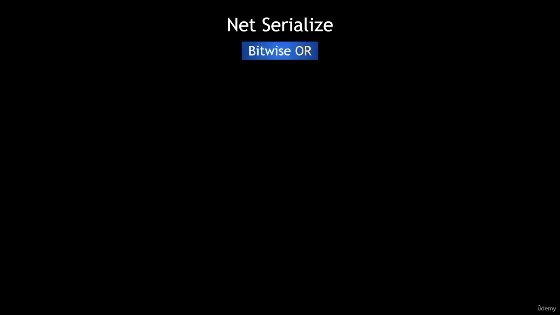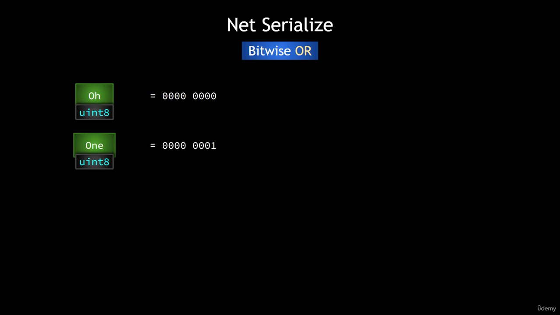Well, I'd like to take a look at the bitwise OR just by itself. Let's say we have a variable called O. It's a uint8, and let's say that its value is 0, which means in binary, it's 8 bits, 8 digits, all of which are 0. Now let's say we have another integer called 1. This is also a uint8, and in binary, this is what it looks like. 8 digits, all zeros except for the rightmost digit, which is a 1.